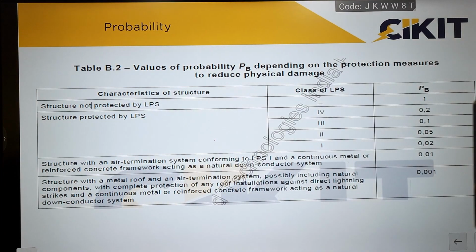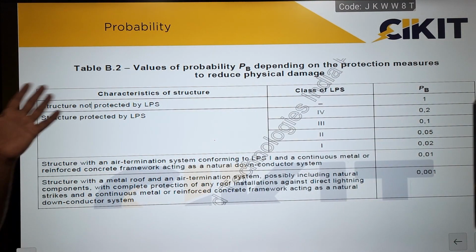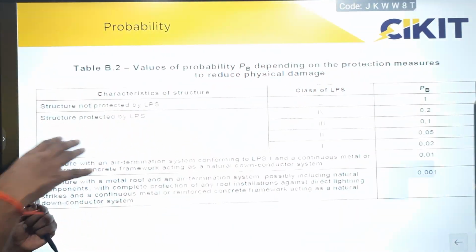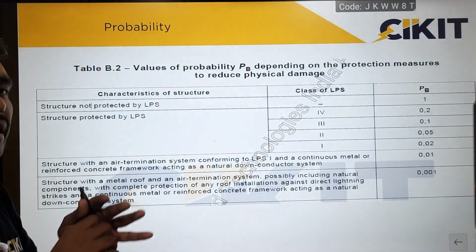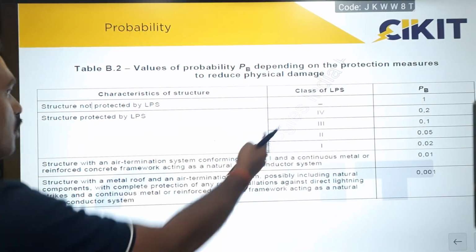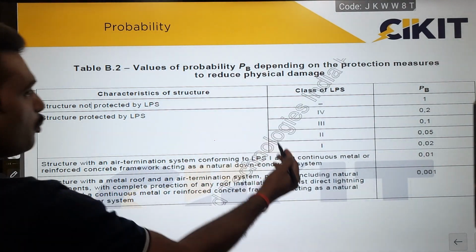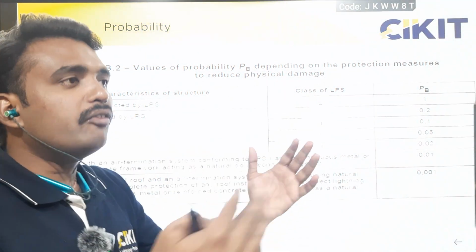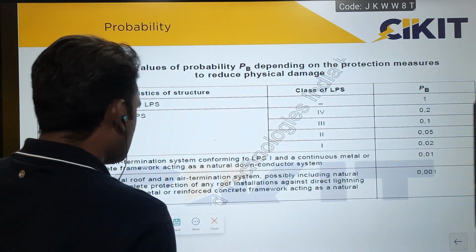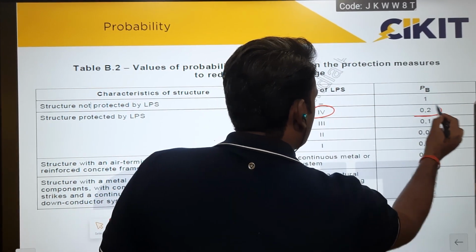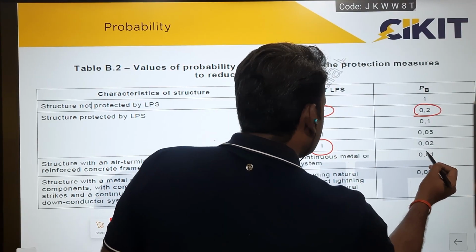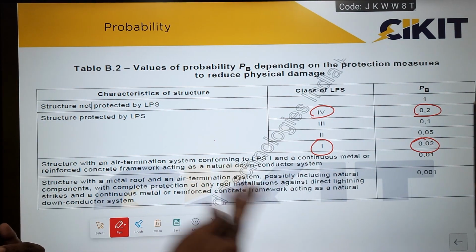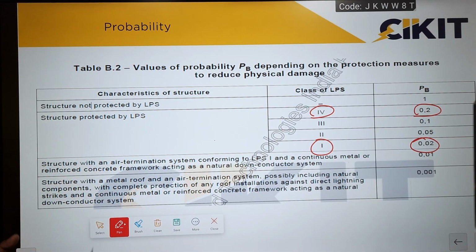So this one is PB. This one depends on the class of LPS. For example, if you take one building, and I have already installed a lightning protection system and still the risk is high, then I have to go for a higher level of protection. In this we can find that for different levels of protection there is a different probability of damage. If I am going for a higher level, then the probability of damage is much lower. So in this we can observe that for level 4 protection it is 0.2, but if I am going for level 1 protection it is 0.02. This mainly depends upon the level of protection which we have incorporated for the particular building.